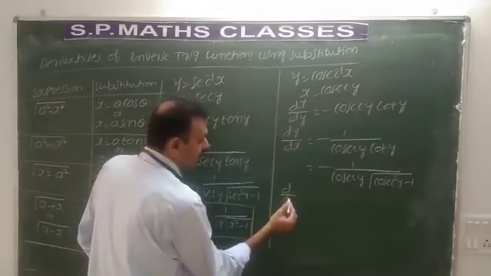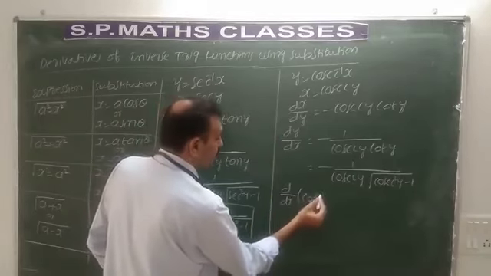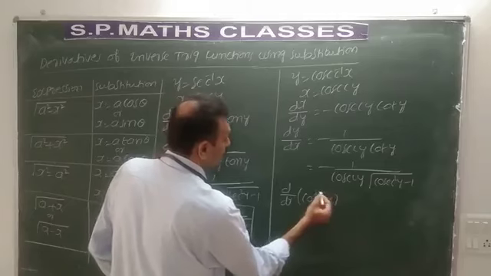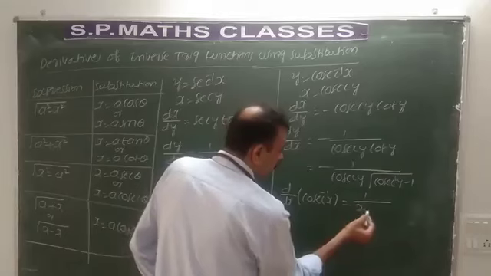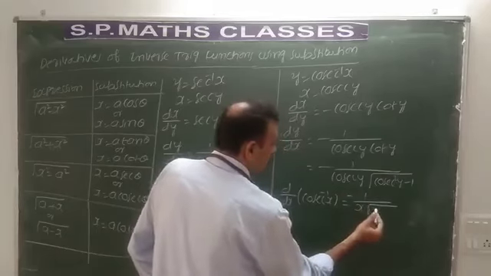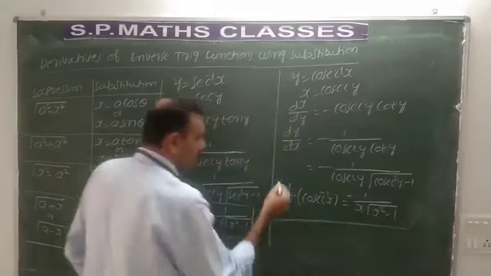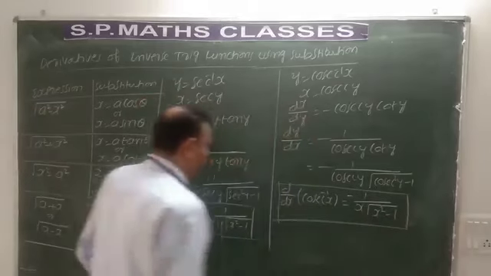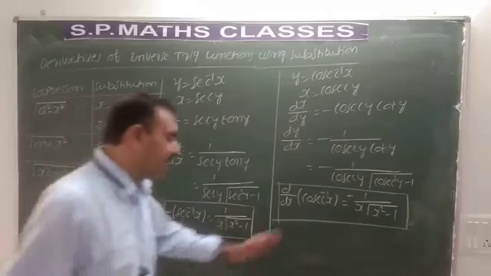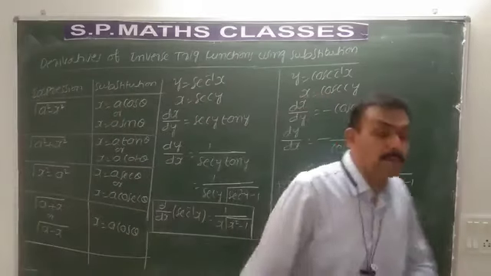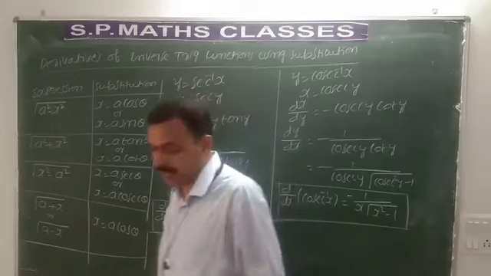So we get d by dx of cosec inverse x is equal to minus 1 divided by, what is cosec y? x, root x squared minus 1. Derivative of secant inverse x is 1 by x root x squared minus 1. Derivative of cosec inverse x will be minus 1 by x root x squared minus 1.